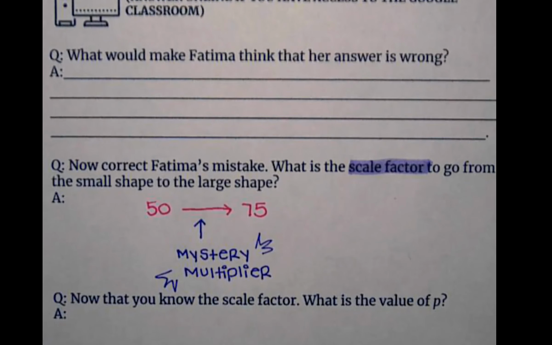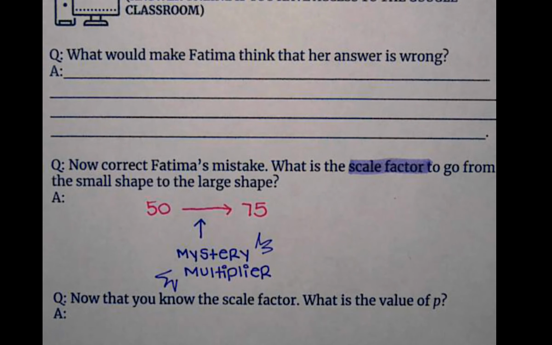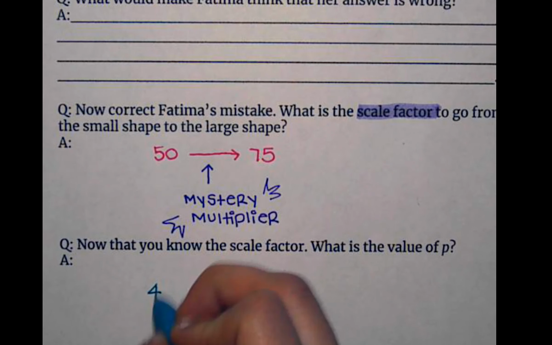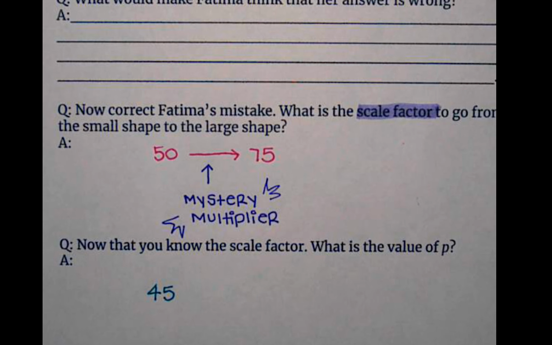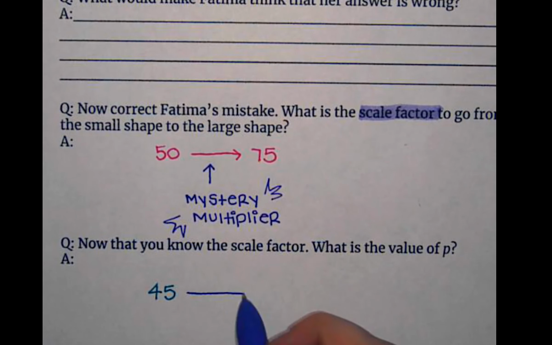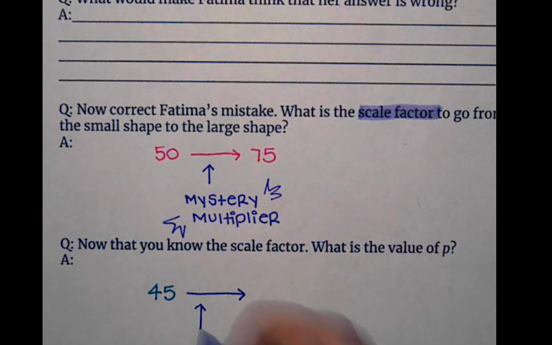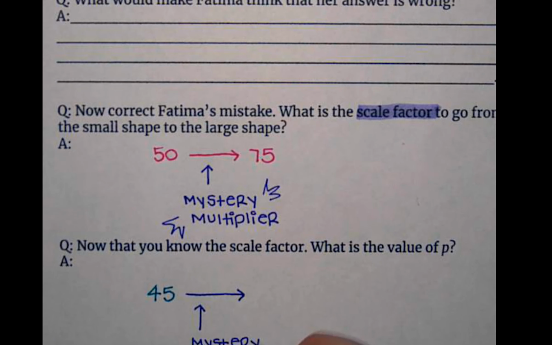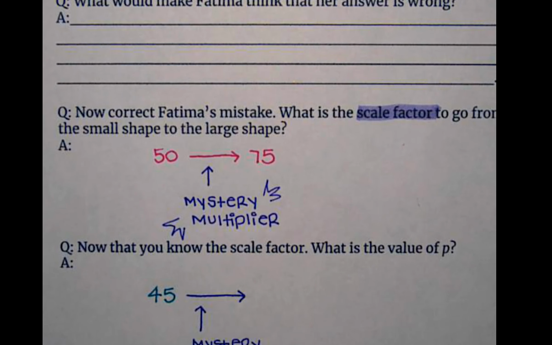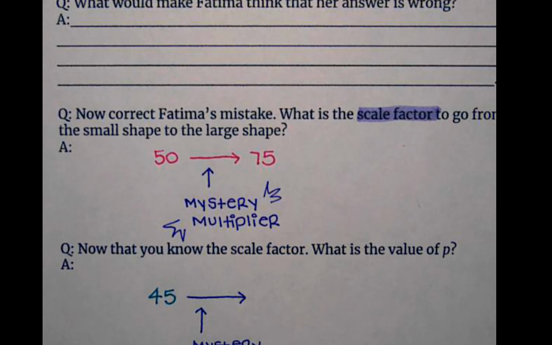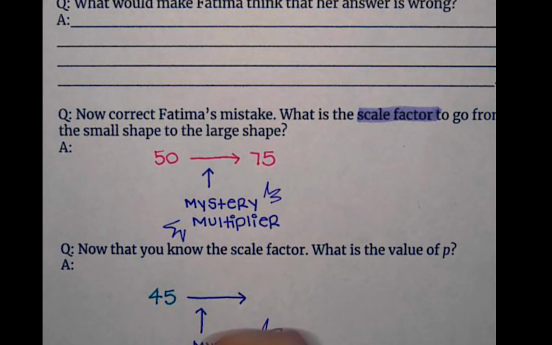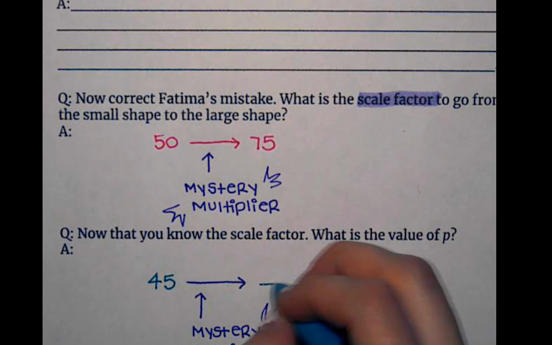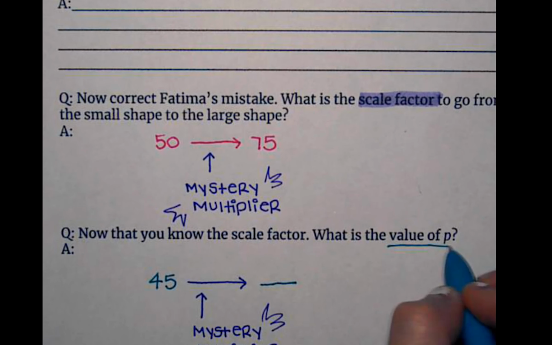Then once you find your scale factor, you're going to take the 45 that you see, which matches up with the P, and you're going to use that multiplier, the same one that you just found, to find this mystery value that is P.